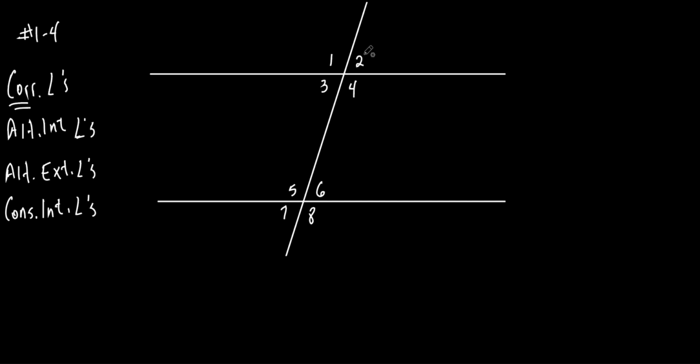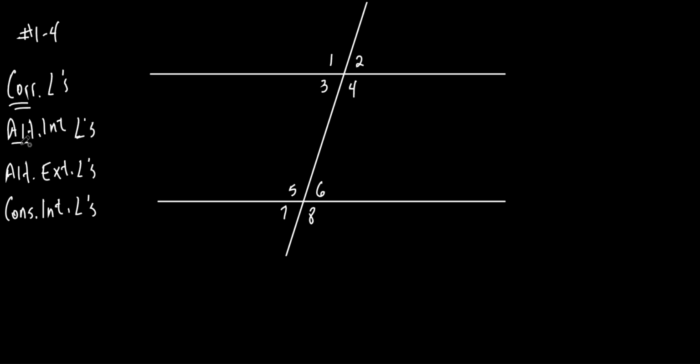Give me some other corresponding angles. 2 and 6, 3 and 7, 4 and 8. Very good. You see how they match up with each other? They're in the same spot. They correspond to each other. Make sense? All right. Alternate interior angles. The interior means the ones between the 2 lines. So 3, 4, 5, and 6 are my interior angles.